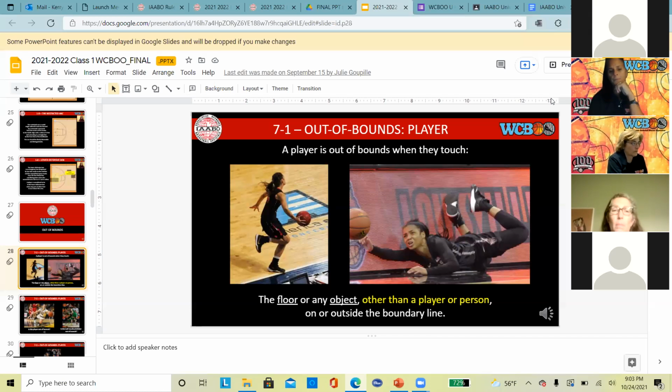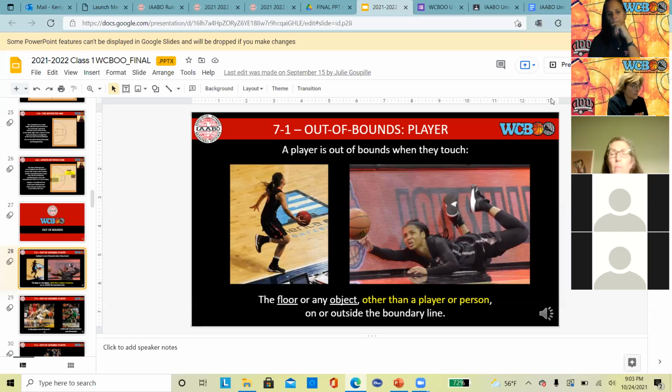Question, though. Once her pinky toe crosses over that sideline, she's considered in bounds. But if she's on the line, she's still out of bounds. Great question.